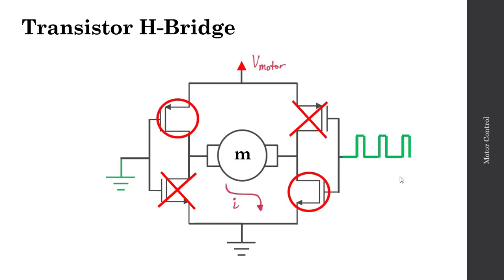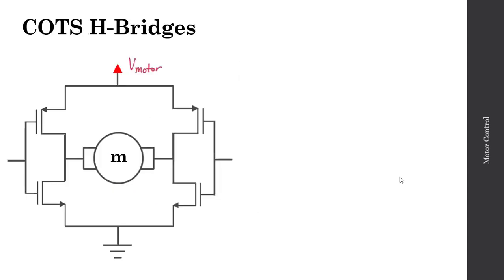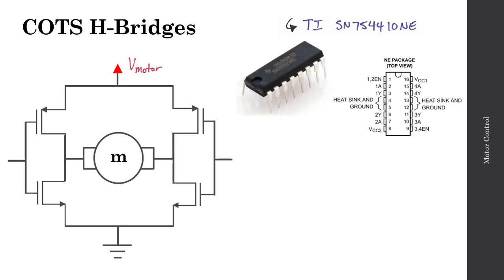H-bridge circuits are widely used in a variety of mechatronic systems, so it's relatively easy to get your hands on a COTS or commercial off-the-shelf H-bridge package. For example, this is the TI SN754410, and this is a very common package, typically limited to about an amp of current. So based on the torque that you need for your motor, that'll drive the requirement for amperage, and this package may or may not be suitable for your needs.